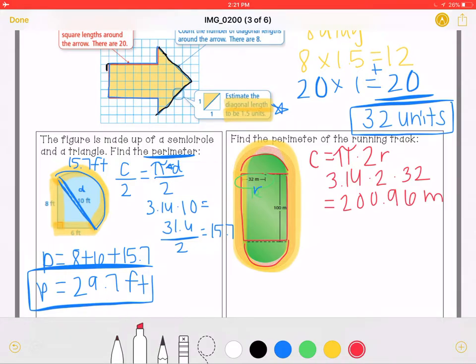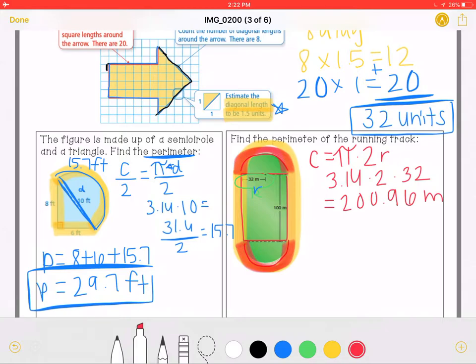We've accounted for those curved circles. Okay, I'm not going to divide it by 2 because I don't have half of a circle. I really have a full circle part here. Together, those two ends are 200.96 meters.